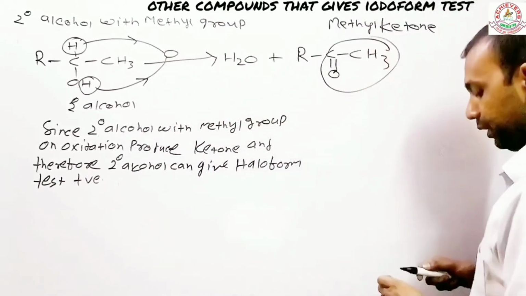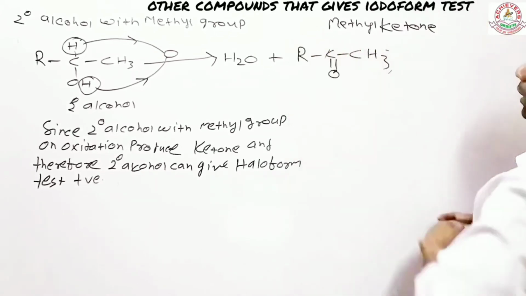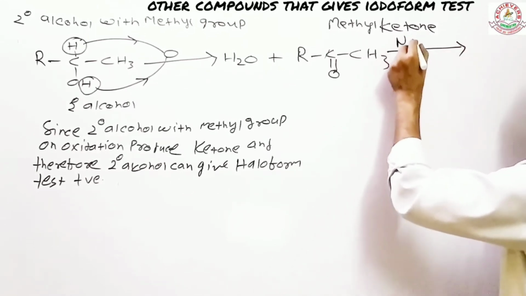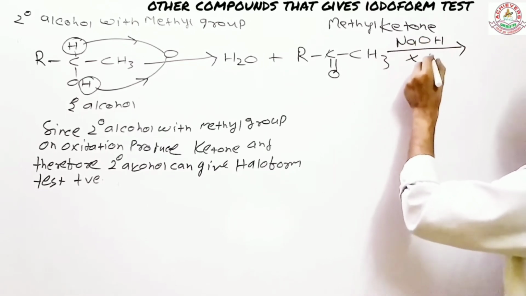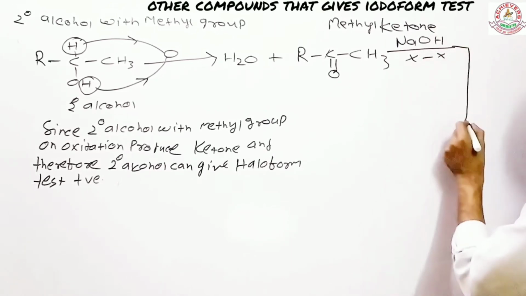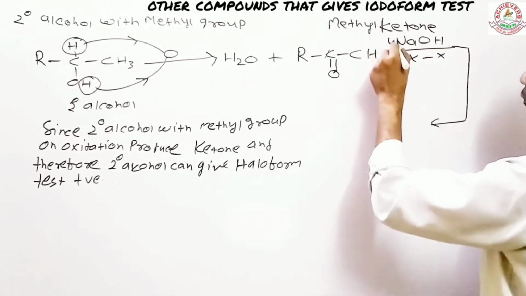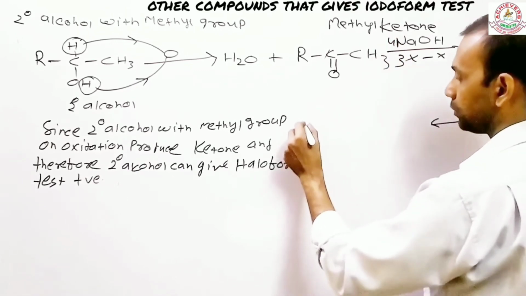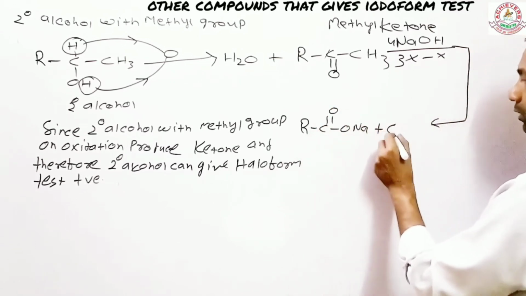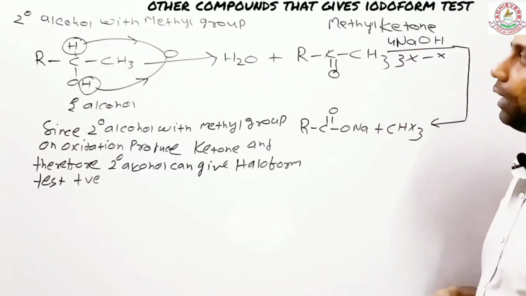Now let's talk about what happened here, right? For that, you have to concentrate here. Now what happened in the next step? This reacts with the same mechanism where it reacts with 1 mole of NaOH and 1 mole of halogen, right? Let's suppose this is 4 mole and this is your 3 mole. So this will directly produce RCOONa, and apart from that it also forms CHX3. So this is how a secondary alcohol can also undergo haloform reaction.